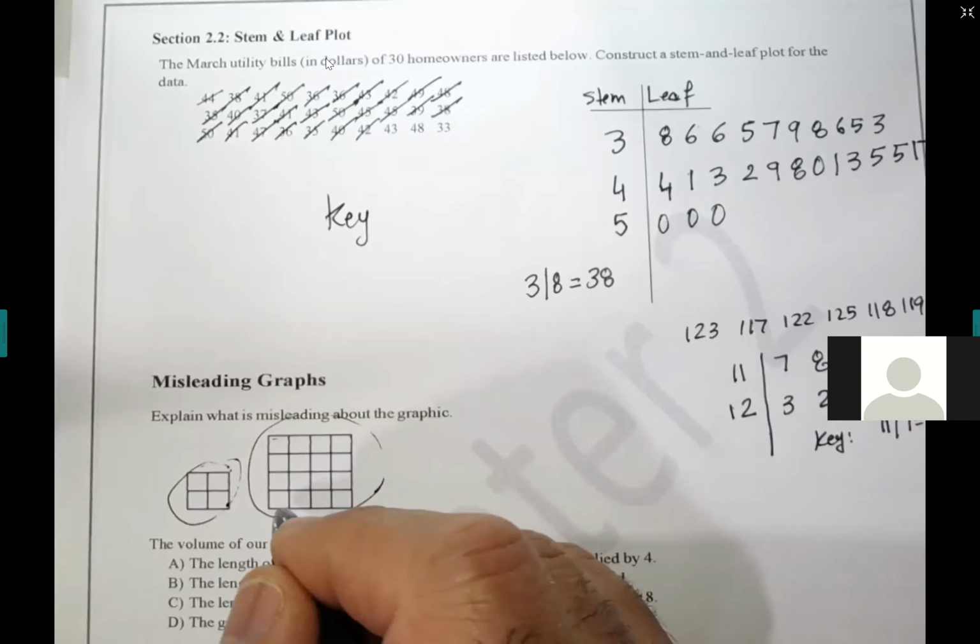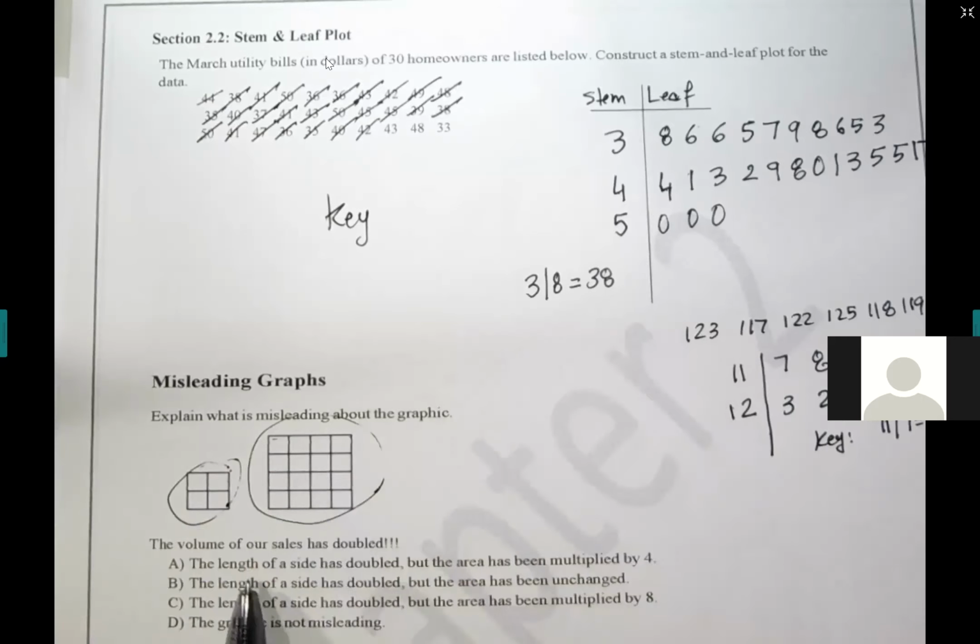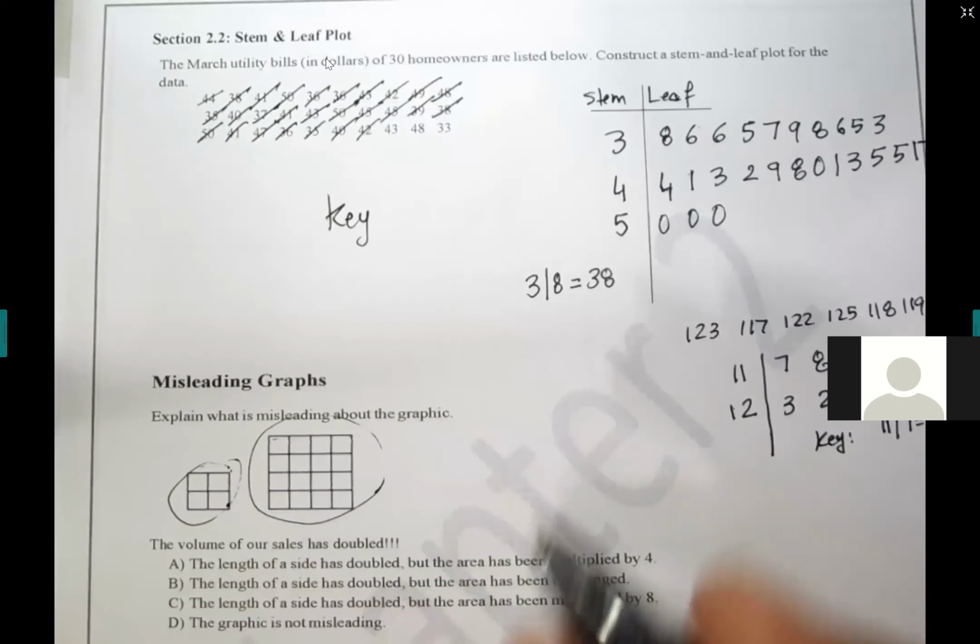This is how people tweak statistics, guys, to convey their message. So actually, the length of a side has doubled, but the area has been multiplied by 4. That's wrong. Yeah, that shouldn't be the case. So this is misleading statistics. But when you tell the person, well, you did the wrong math, they tell you, no, I said doubled and I doubled everything. Well, you can't just double everything.